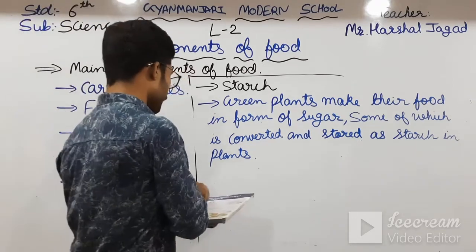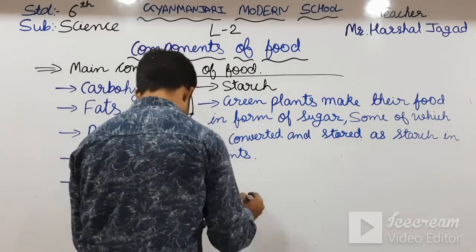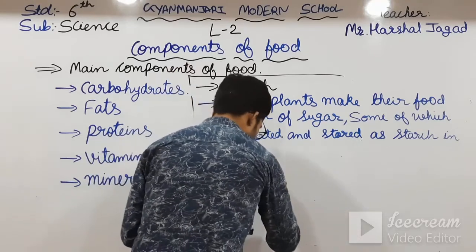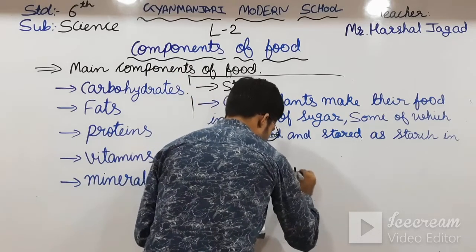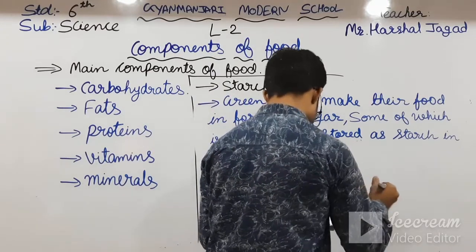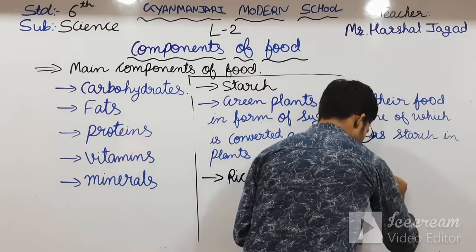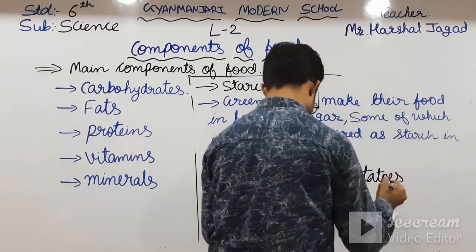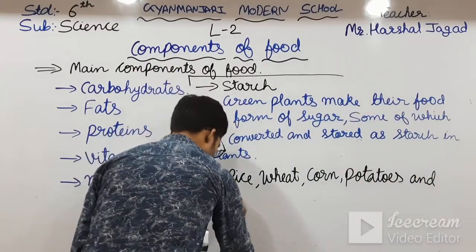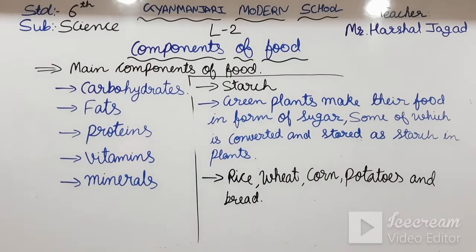The sources of starch are rice, wheat, corn, potatoes, and bread. So these are some of the sources of the starch.